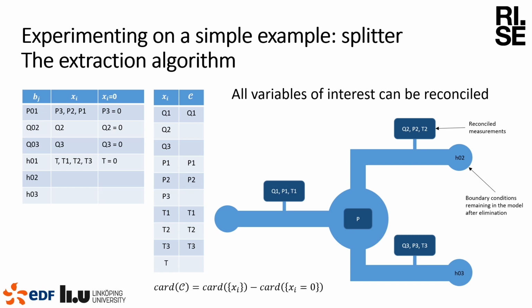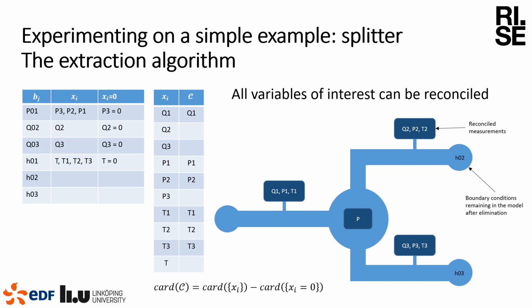We start with P3. And we see that we detected the boundary condition equation P01. We remove that boundary condition equation P01 and replace the variable of interest P3 equal to 0. And at row 2, we see we start with Q2 and we detected boundary condition equation Q02, and we remove the boundary condition equation and replace Q2 equal to 0. Similarly, we do it for the variable Q3 and T equal to 0.